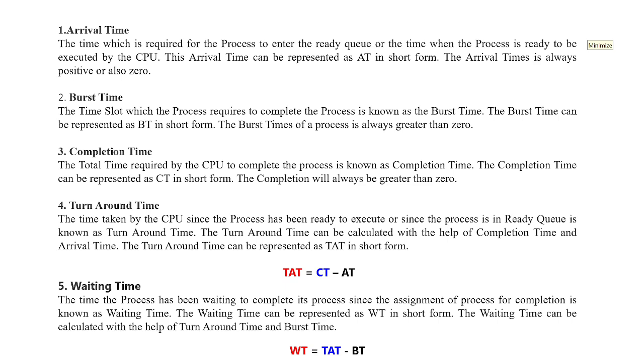Turnaround time is the difference between the completion time and arrival time. It can be calculated using the formula CT minus AT, which means completion time minus arrival time. Waiting time is the time the process has been waiting to complete its process, and it can be calculated using the formula turnaround time minus burst time.